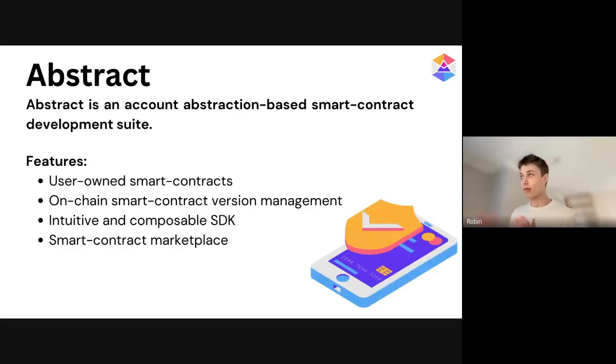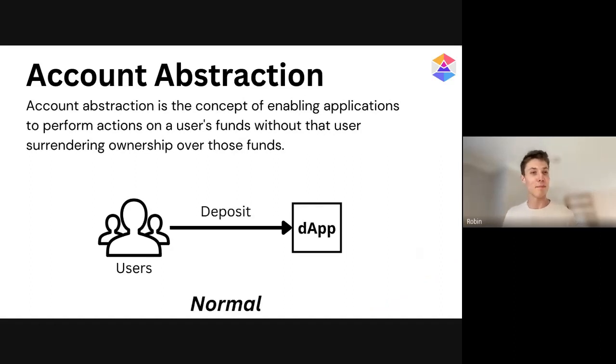So what is Abstract? Abstract is an account abstraction-based smart contract development suite. It features user-owned smart contracts. We have an on-chain smart contract version management system. We have an intuitive and composable SDK, and we also have a smart contract marketplace. So I know that's a lot, so let's start unpacking that.